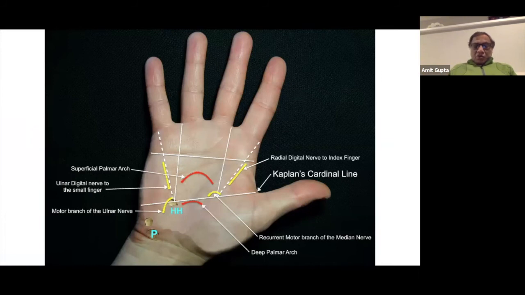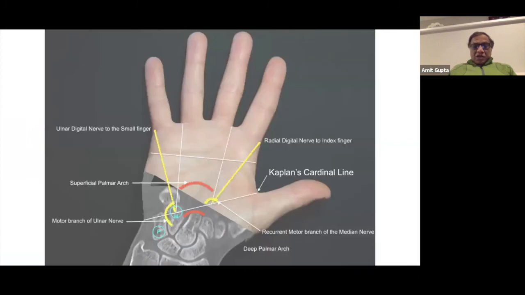So this is what we saw before. This is Kaplan's original line, and this was with the radiograph superimposed with the bones of the wrist.